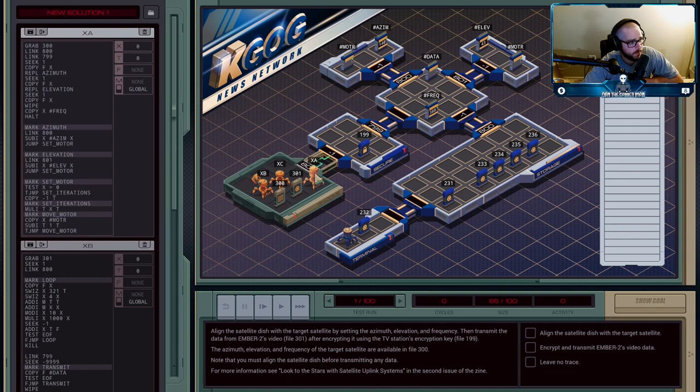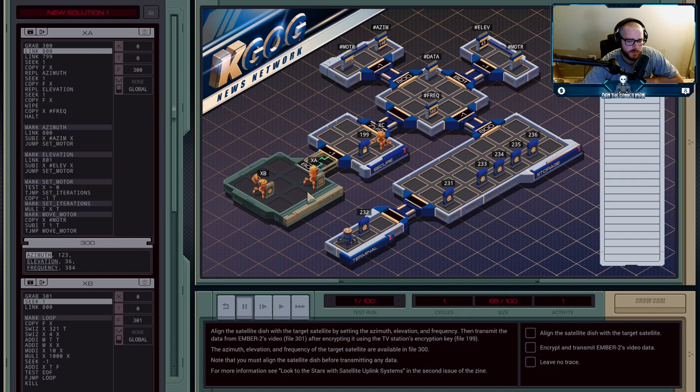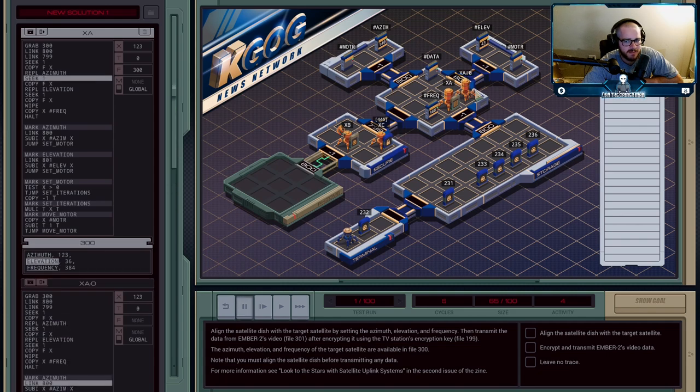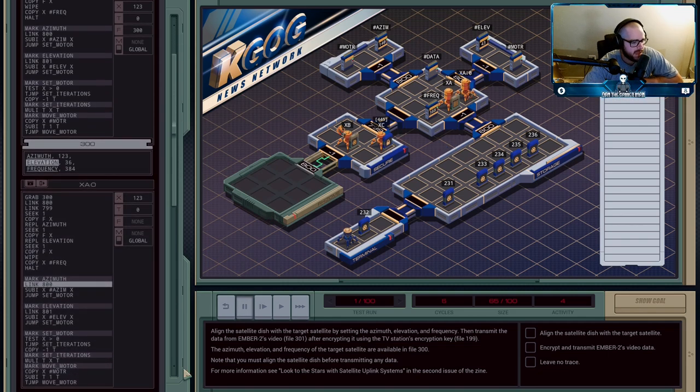So let's go through and look at what A is doing first. A is going to grab file 300, and this has the correct positions for each of them: the azimuth, the elevation, and the frequency. A is going to head over here and copy the desired value for the azimuth into X and replicate an agent. This one's going to be in charge of setting the azimuth.